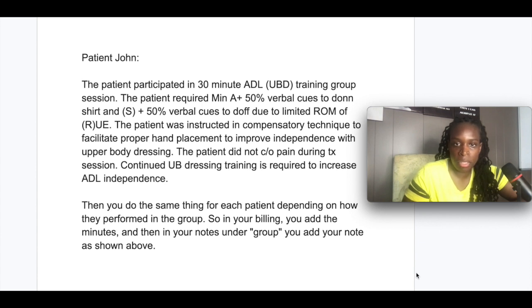All right. So then you do the same thing for each patient depending on how they performed in the group. Again, the key is you are billing depending on how they perform in the group, and you also need to mention that the patient participated in the group. All right, so in your billing, you add the minutes like I mentioned before, and then in your notes, you make sure on the group that you add your note as shown above.